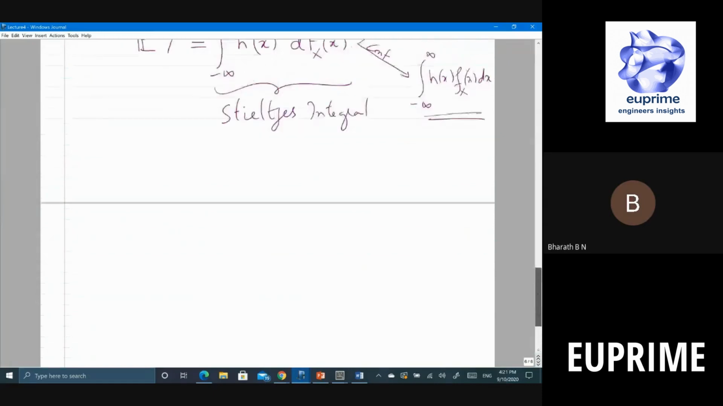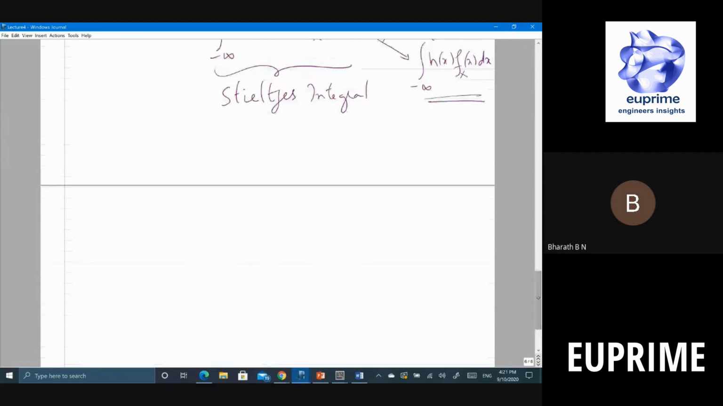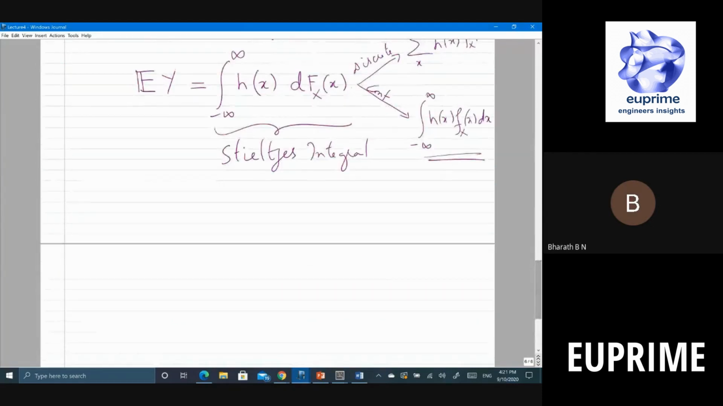Fine. Now let's look at a few things. For example, you know the mean, right? So what will this give us? I think we will understand some practical aspects of probability also.